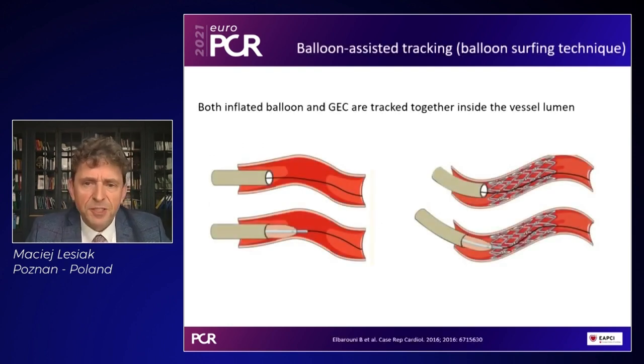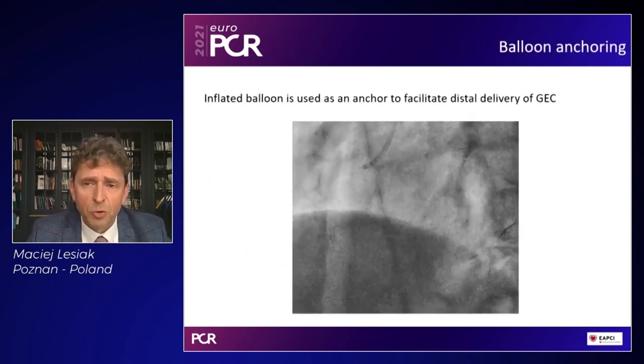So this is balloon assisted tracking, or I call it a balloon surfing technique. You put your balloon, a small balloon, so that it protrudes a few millimeters outside of the guide extension. You inflate the balloon, and with the inflated balloon, you track both guide extension and the balloon together inside the vessel lumen, or sometimes inside of a stent lumen.